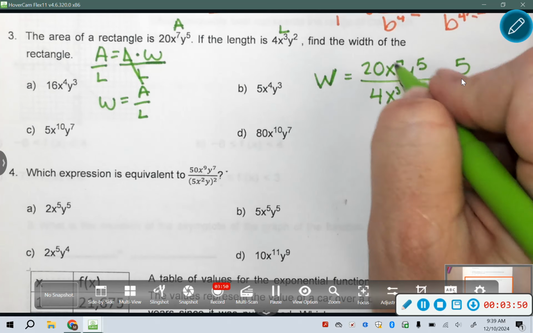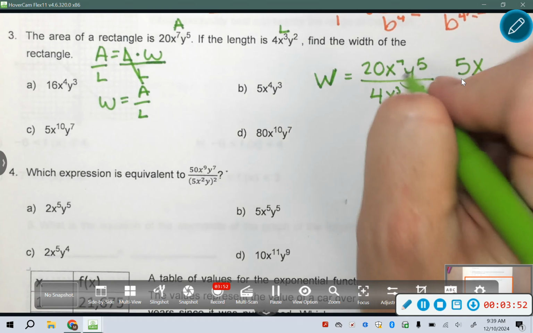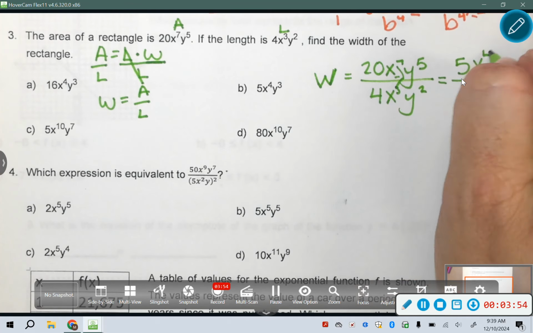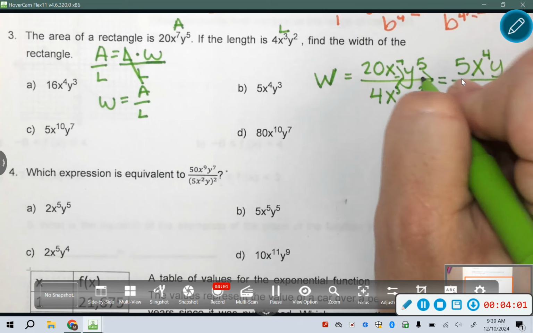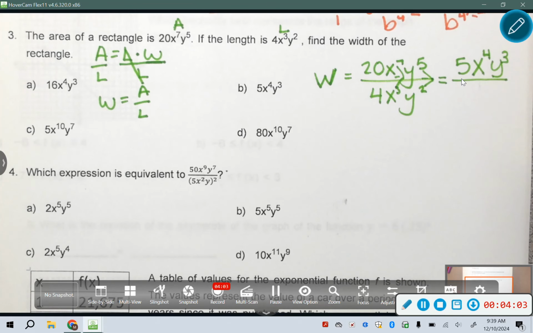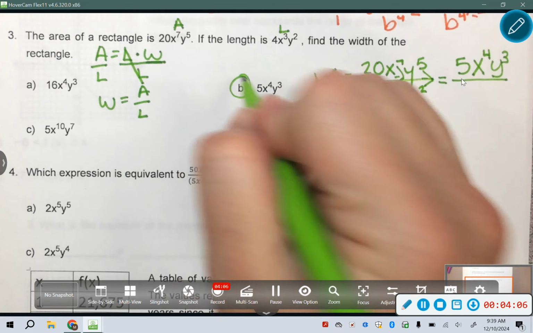Okay, where do I have more x's? Well, I have more x's on top, and we subtract. 7 minus 3 is 4. I have more y's also on top, and 5 minus 2 is 3. So there's my answer, which is B.